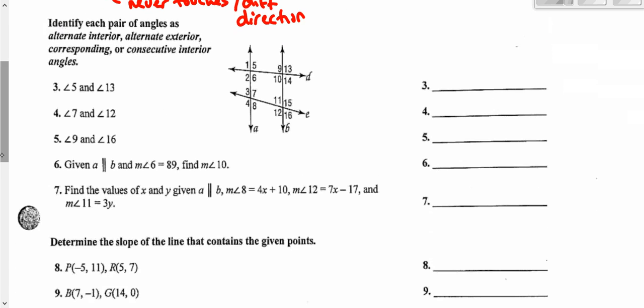So let's go ahead and identify the angles that they say here in terms of their named relationships. So we have 5 and 13. So here is the 13, and here's the 5. You'll notice here we have lines A and B are parallel. If you look at this intersection, angle 5 is on the top right, and over here in this intersection, 13 is in the top right. That makes these angles corresponding.